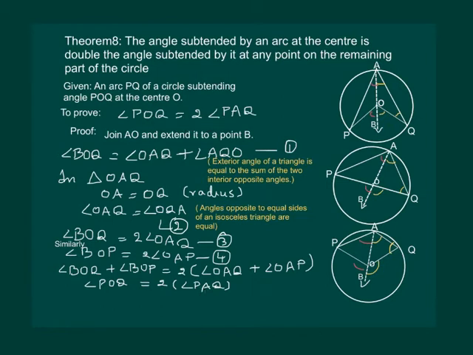The only difference being that for the third case, instead of writing angle POQ after this step, we will write reflex angle POQ equal to 2 times angle PAQ for the third case. That is when PQ is a major arc. Hence we have proved that the angle subtended by an arc at the center is double the angle subtended by it at any point on the remaining part of the circle.